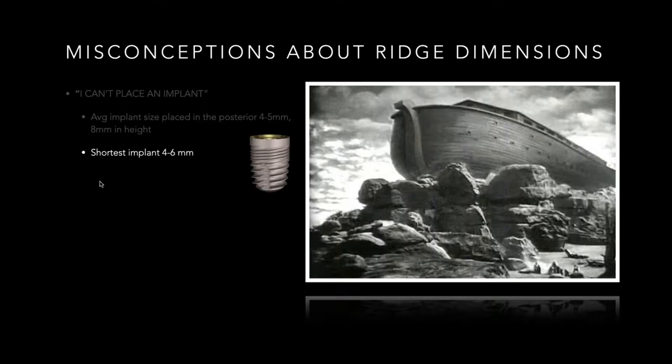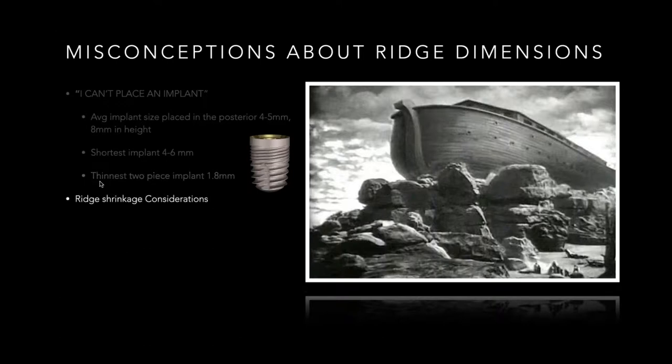But what about the vertical dimension, right? The shortest implant is 4 to 6 millimeters. So we actually don't nowadays really need that much height either. A lot of people say, well, then why do we graft at all? Well, again, this is a restorative and a surgical consideration. So grafting is both. The thinnest two-piece implant now is 1.8 millimeters, which is nothing.